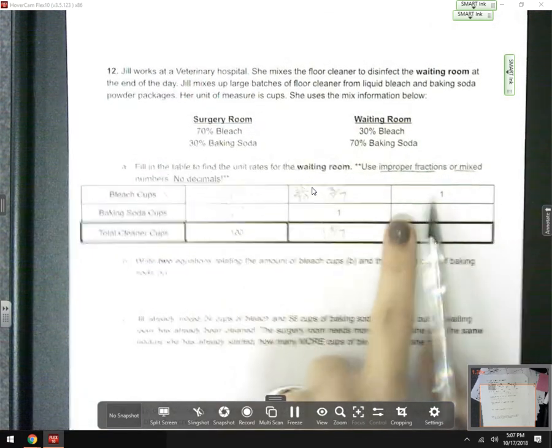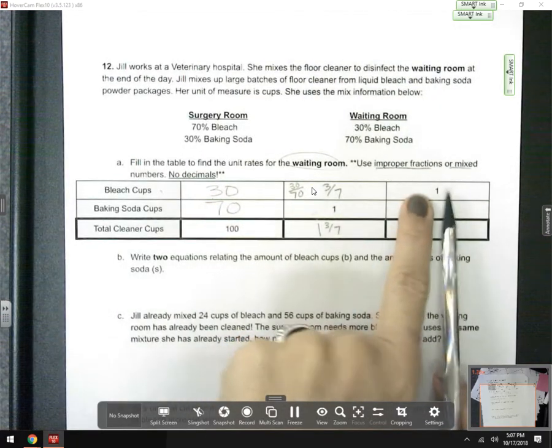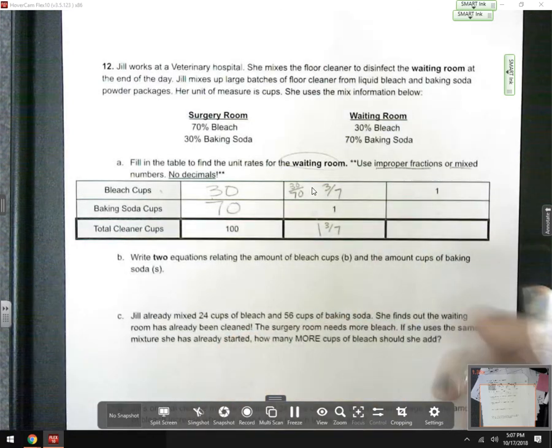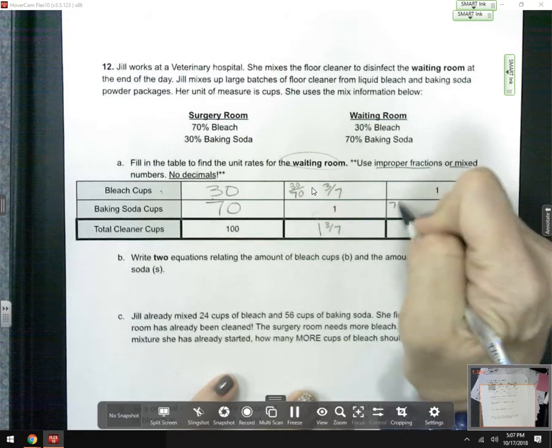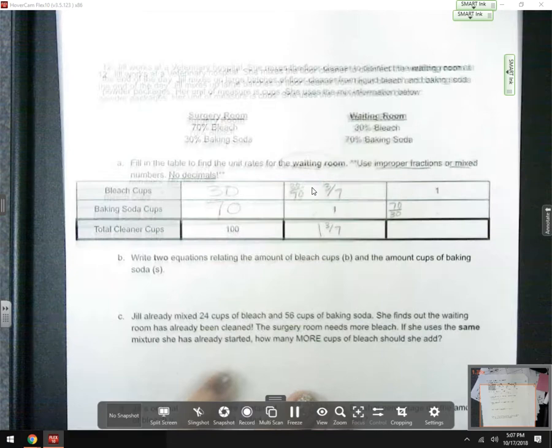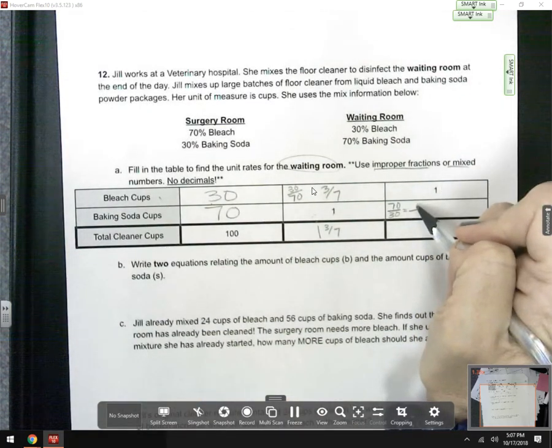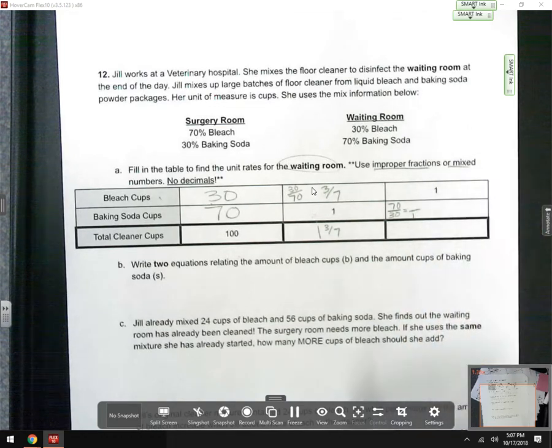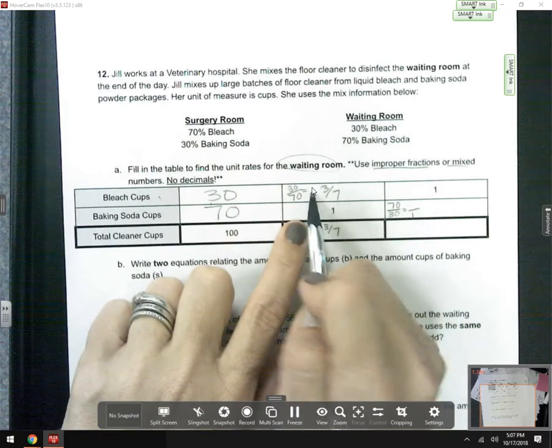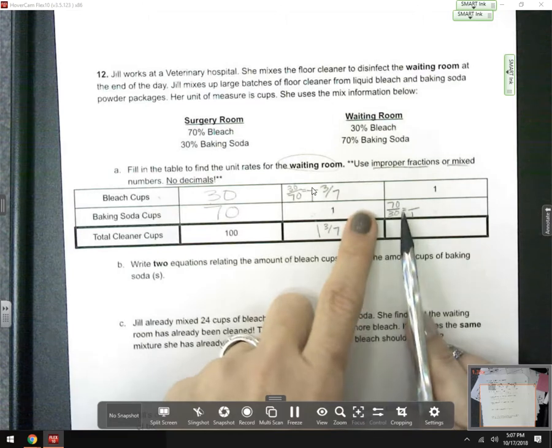So now I'm going to do the same thing, where I find the unit rate if I'm talking about 1 cup of bleach. So I want to know how much baking soda per bleach. You guys know we divide it like we say it. So we're going to do 70 baking soda per bleach, 70 divided by 30. I could also do it like this, where I've got 1 bleach and I want to know how much baking soda. And over here, I could have done it like this, where I've got 1 baking soda and I want to know how much bleach. So anyway, I'm going to divide 70 by 30.